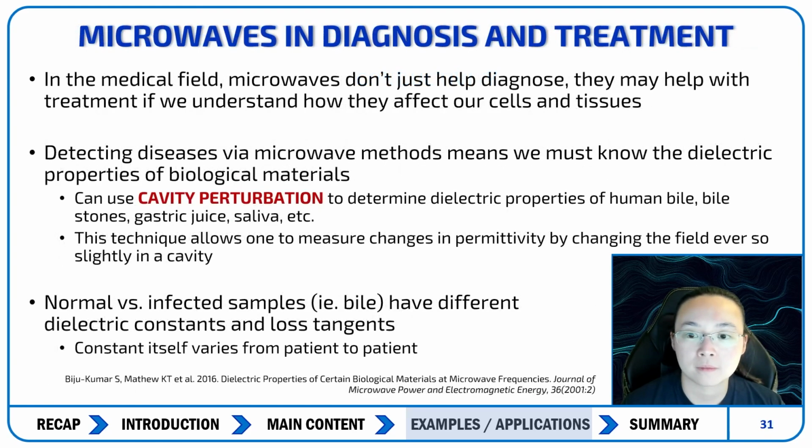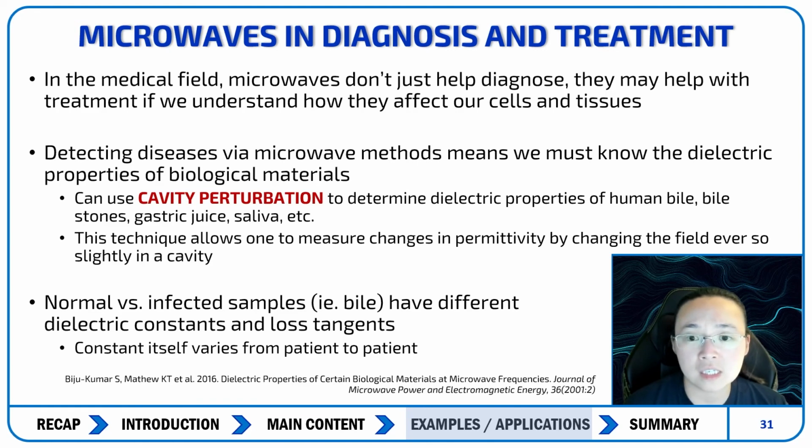Last, there have been quite a few studies in the past 10 years about how microwaves can be used in diagnosis and treatment of different diseases. So in the medical field, microwaves aren't just useful for diagnosing, they could also be helpful for treatment if we can understand how they affect our cells and tissues.